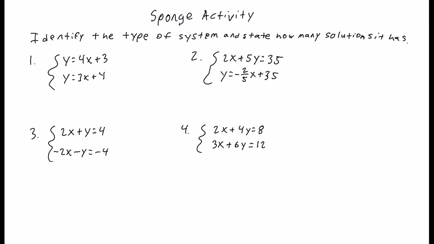Number 1, y equals 4x plus 3 and y equals 3x plus 4. Number 2, 2x plus 5y equals 35, and y equals negative 2/5 x plus 35. Number 3, 2x plus y equals 4, and negative 2x minus y equals negative 4. And number 4, 2x plus 4y equals 8, and 3x plus 6y equals 12.